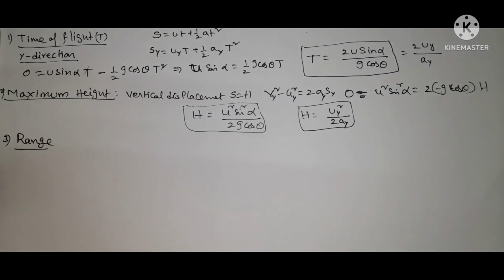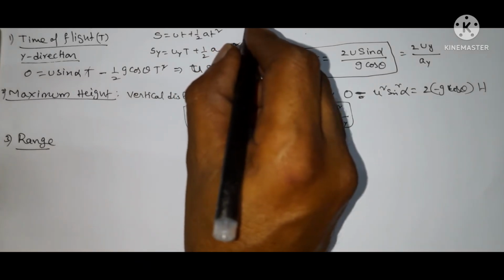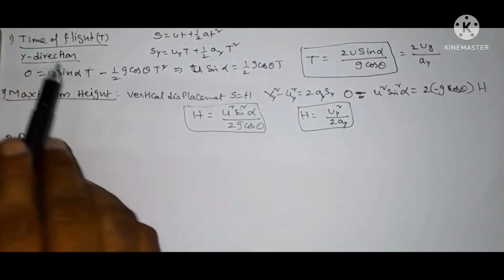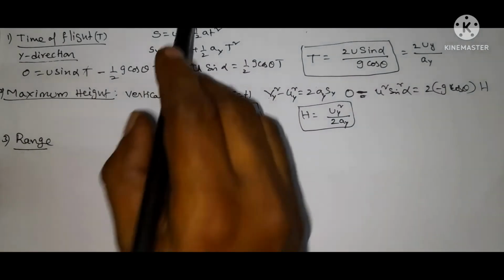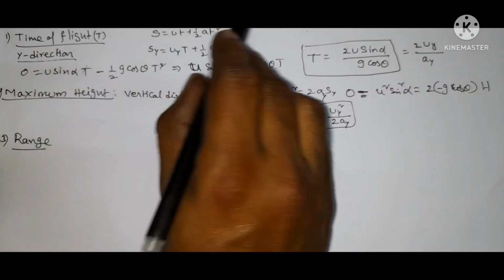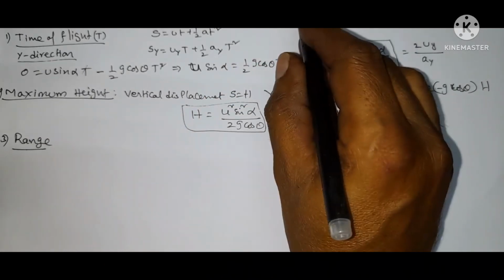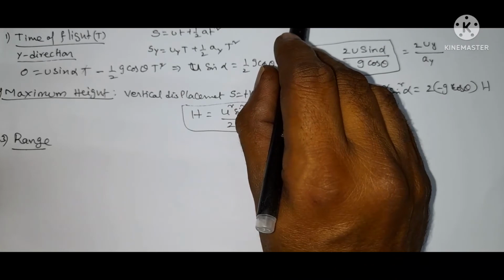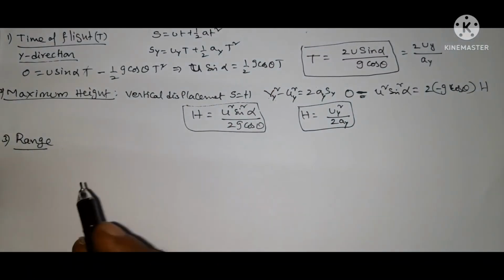So in this concept, range means the horizontal distance traveled. In both the time of flight and maximum height, I am considering the y-axis, whereas in the case of the horizontal range, we have to consider the x-axis components. As you know, in the x-axis, ux is equal to u cos alpha, and ax is equal to minus g sin theta. So that we have to use here.